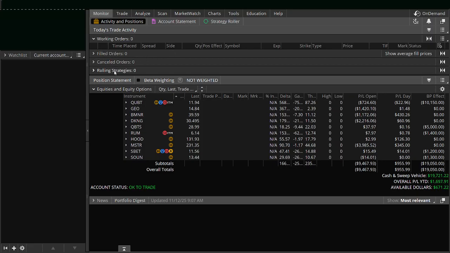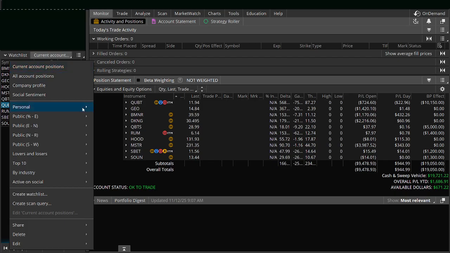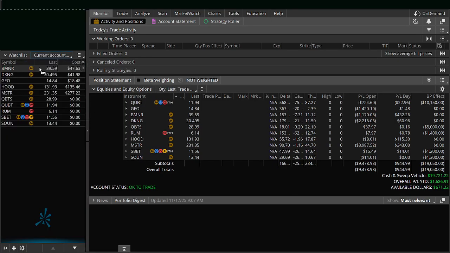Filled orders, canceled orders, and rolling strategies, I have all that collapsed. Position statement, I have equities and equity options open. This one's kind of important because it shows you all your open positions, and it'll tell you if you're in the money or not, and that's vital when you're selling options. The only other thing that I have open here is my watch list. Again, I have this set to current account positions, and you can see here how you can change that, but that's really all I care about on a weekly basis. So that is Monitor. Like I said, pretty simple there.